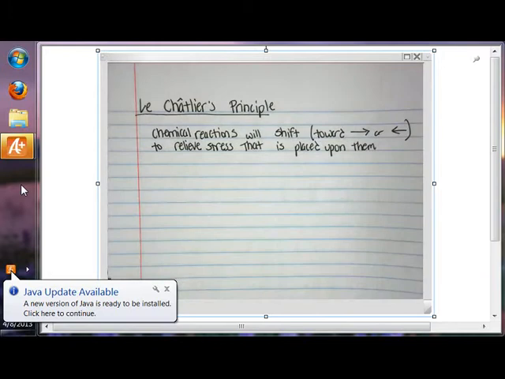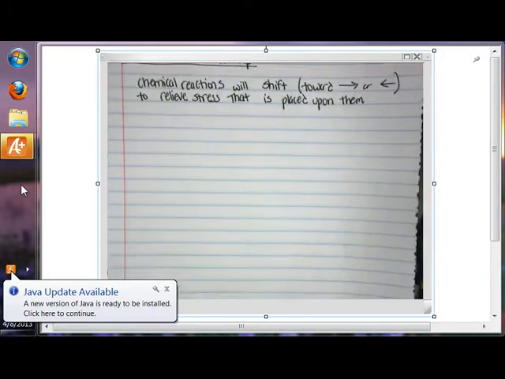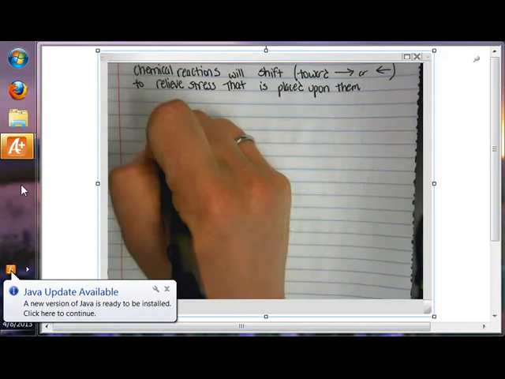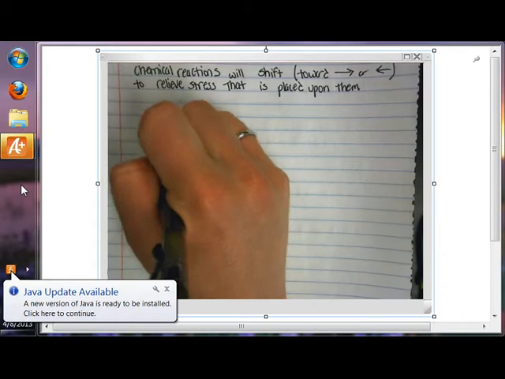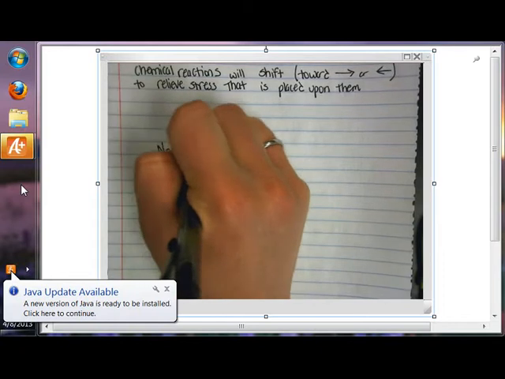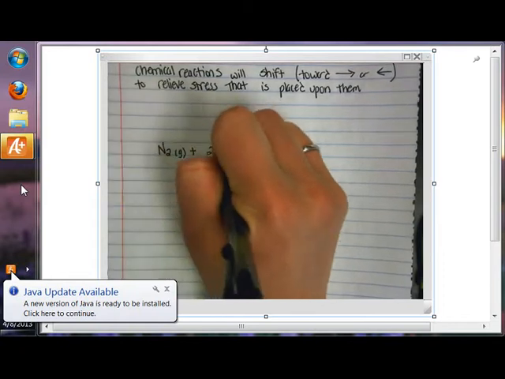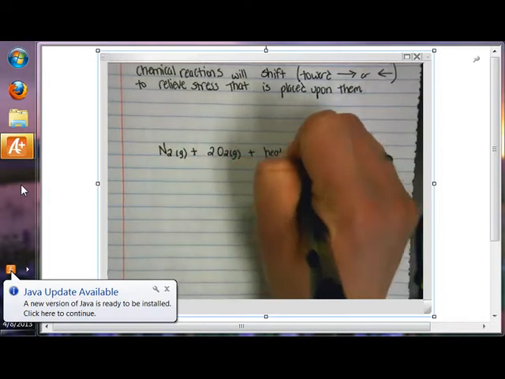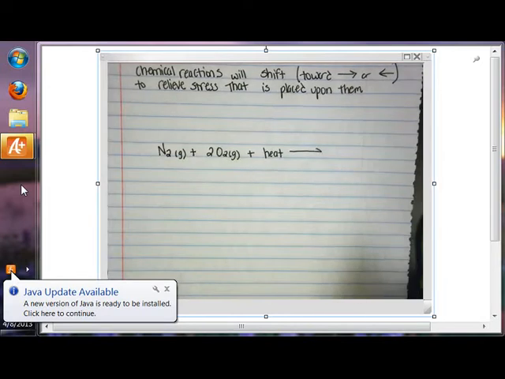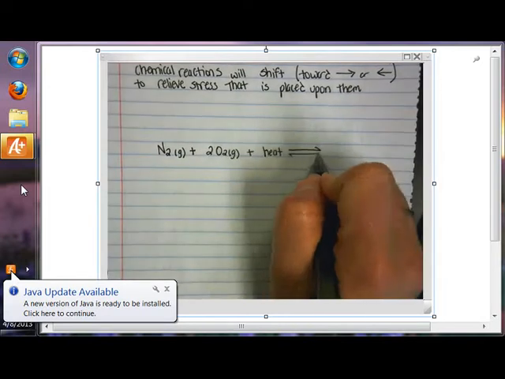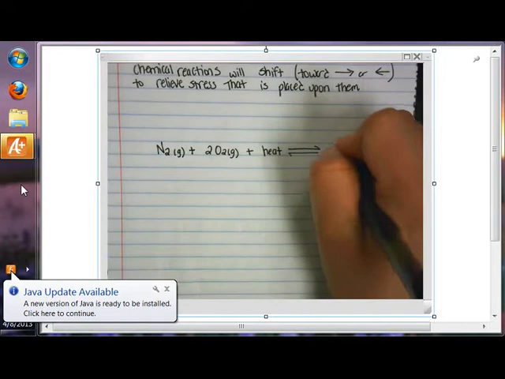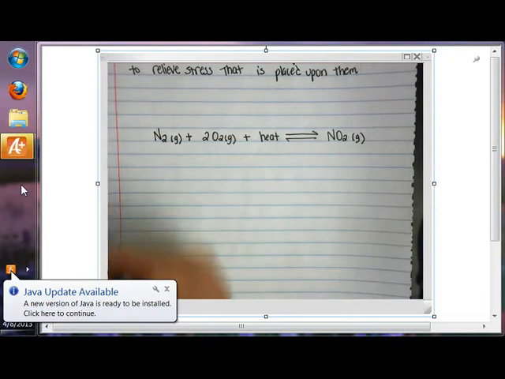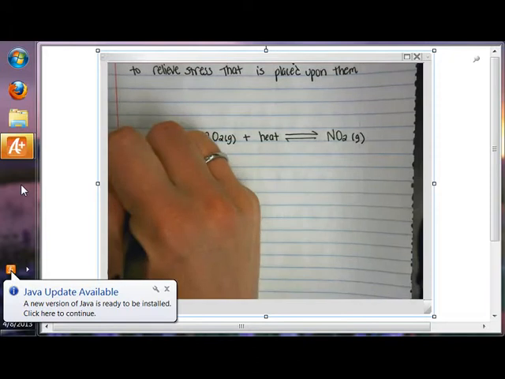And the next thing we're going to do is set up our notes for tomorrow in class. So I'm going to leave a little space right here, probably 3 lines, and then I'm going to write a reaction. N2 gas plus 2O2 gas plus heat. I'm going to draw my equilibrium arrow, and then I go back the other way. Gives us NO2 gas.